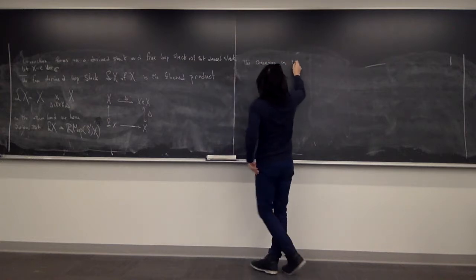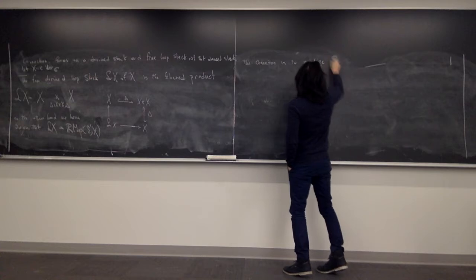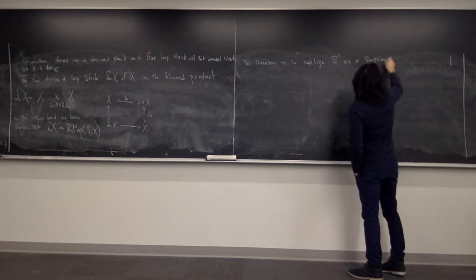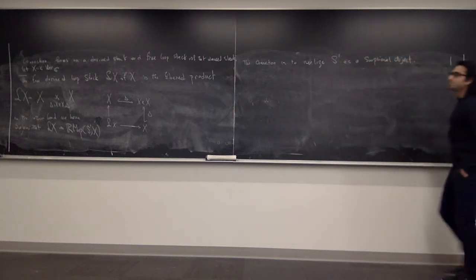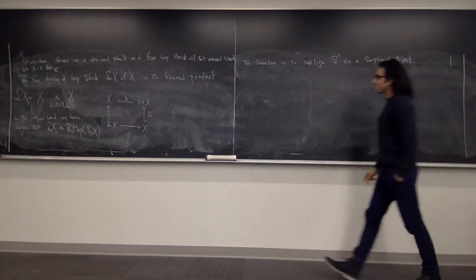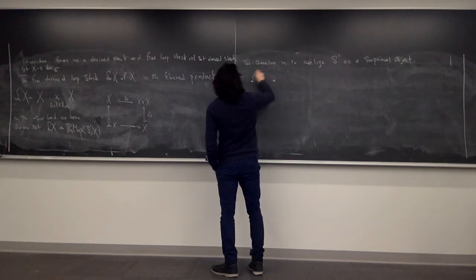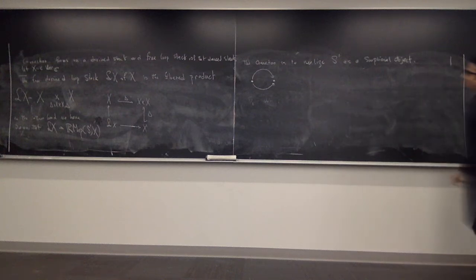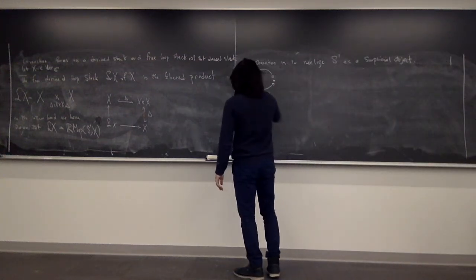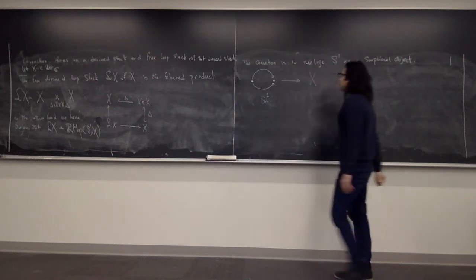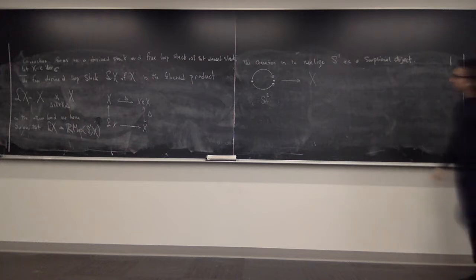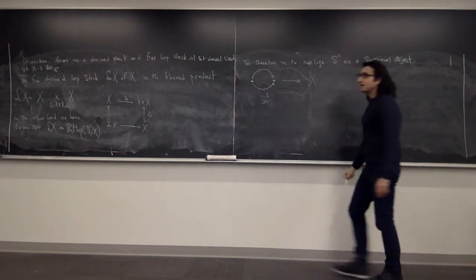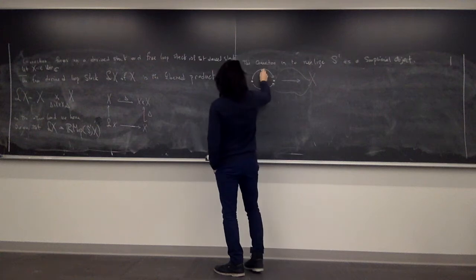The connection is to realize S1, the circle, as a simplicial object, algebraically. So what is S1? It's a diagram like this with two arrows. And so, this is our S1. This is the model for our S1. So when I look at a map from circle to X, it corresponds to mapping each one of these vertices to X. So let's call these maps, by the way, 1 and 2.